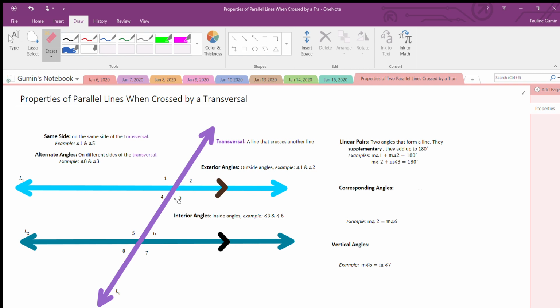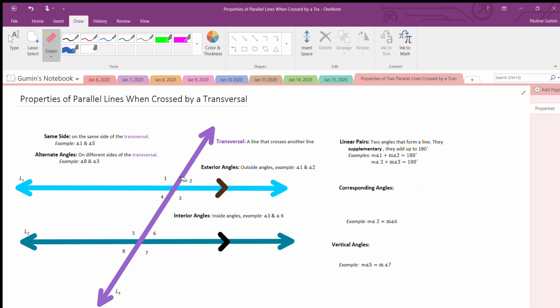Next, corresponding angles. Let's take a look at the example first. Measure of angle 2 and measure of angle 6. They are on the same side, which is something we can see. One is an exterior, one's an interior, so that's a little bit different. But what I do notice that's also the same, other than them being on the same side, is that 2 is on the same place where 6 is.